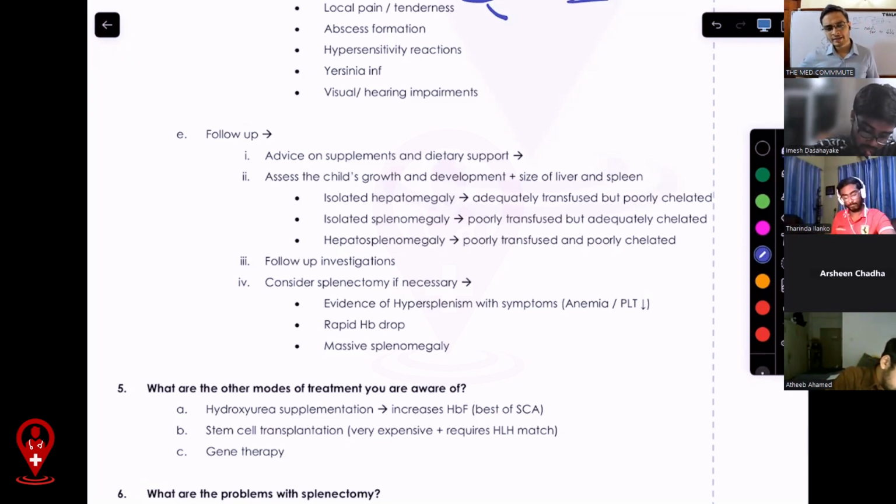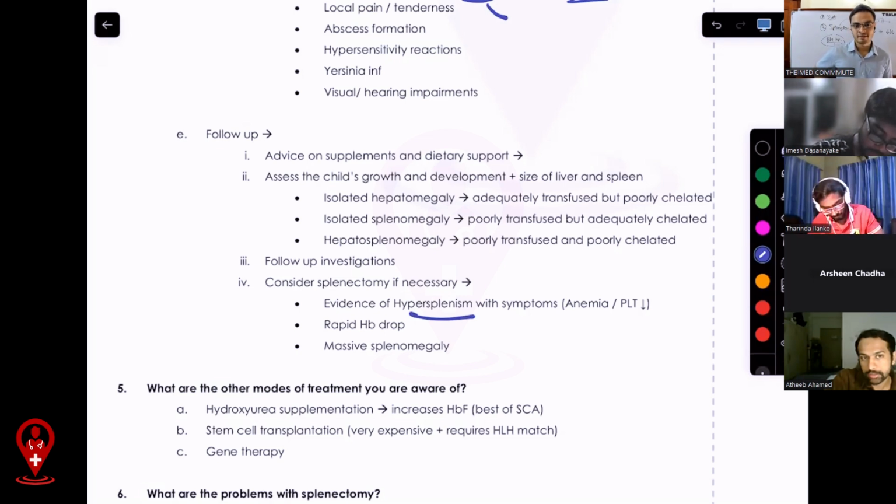Okay. Then the next step, consider splenectomy if necessary. This is evidence of hypersplenism. Just note, guys, even with adequate transfusions, usually the spleen will come back to normal. But if the hypersplenism continues and is persistent, then we can consider splenectomy.